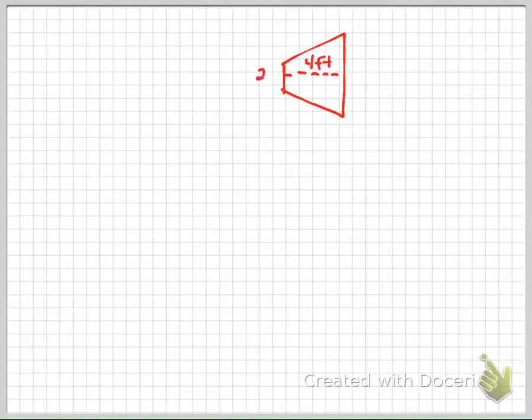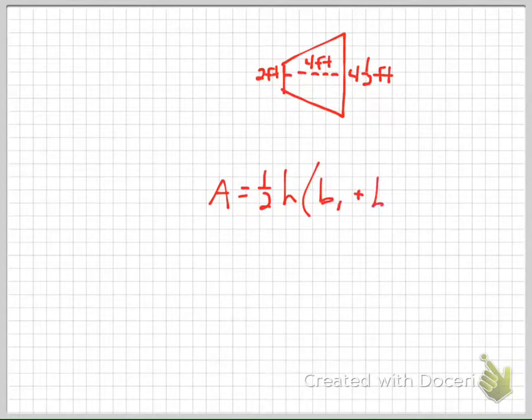Okay, you guys can try one of these. Let's do this one. They even have it on its side. Okay, this is 4 feet, 2 feet, 4.5 feet. There we go. I want you to use the formula. I'll put it down here for you. Area equals 1/2 the height times B1 plus B2. Plug in the information and give me the area of that trapezoid.